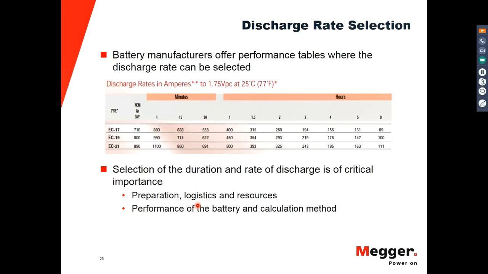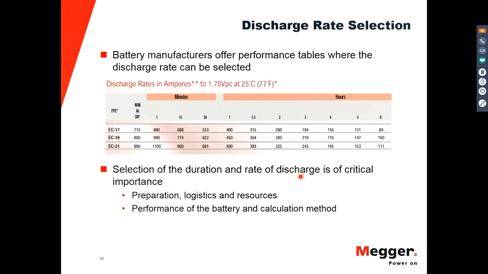So we already mentioned that you need to use the tables, but the fact that you have several options there, you have 1 hour, in this case 1.5, 2, 3, 4, 5, 8 hours options, and you even have minute options. It doesn't mean that you can use these interchangeably between tests, or that you can select one of these rates arbitrarily.